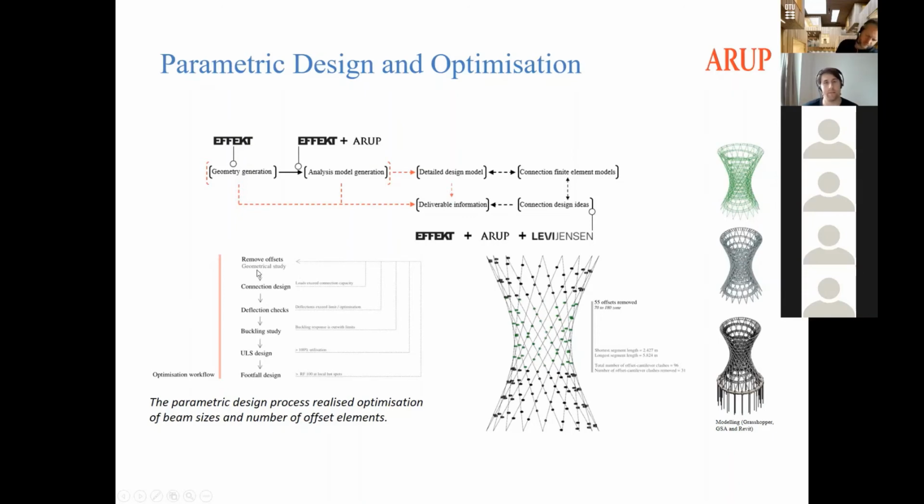So if we start from the top, we start removing offsets, and then we need to go through all these steps to make sure that we still have a connection that works, but we're also meeting all the global design criteria such as deflections, buckling studies, ULS design, and footfall design. In total, we managed to remove 55 offsets.